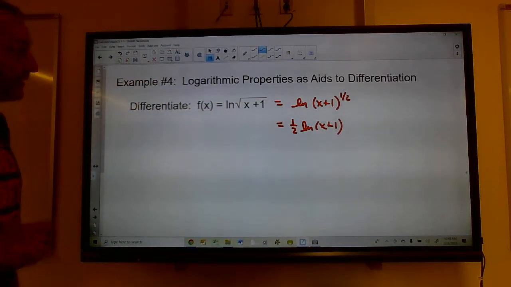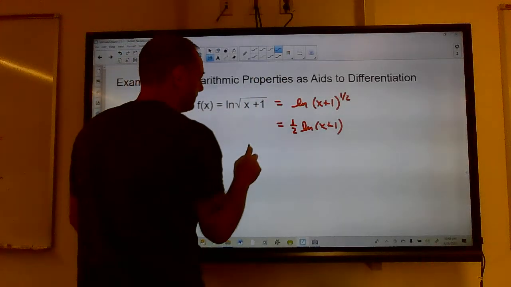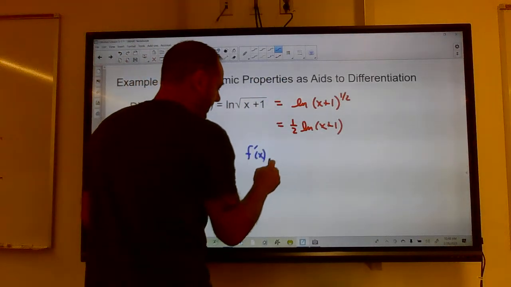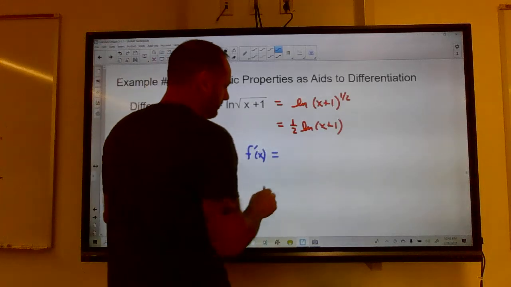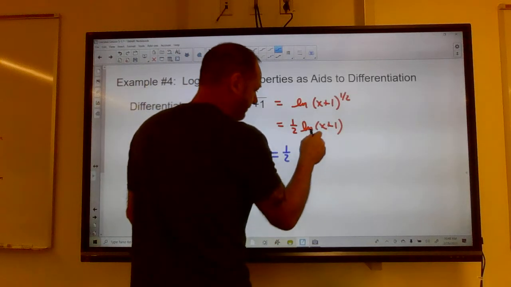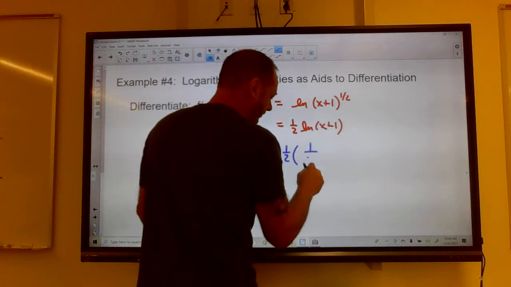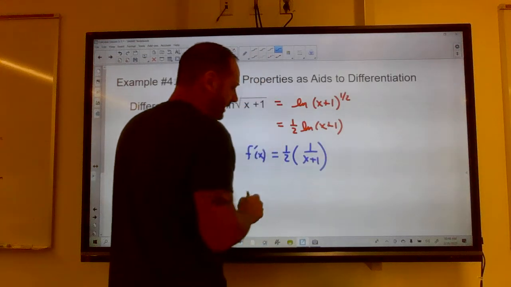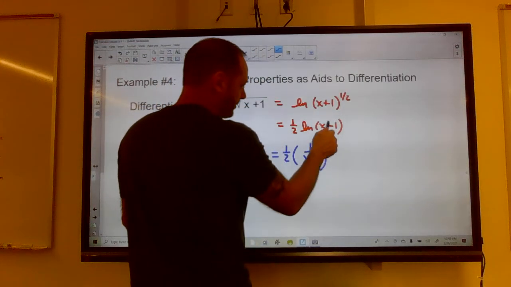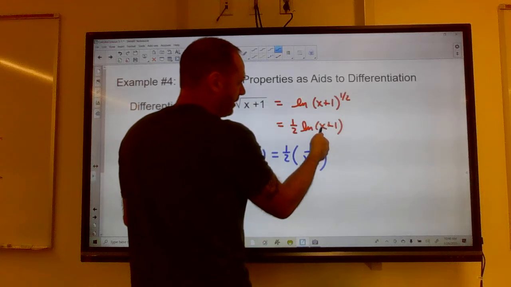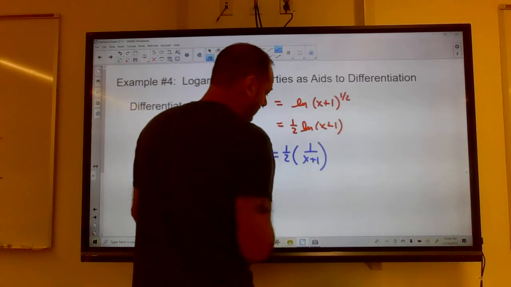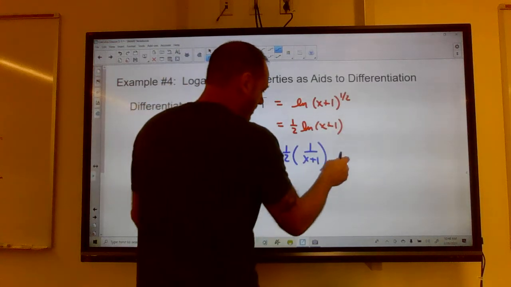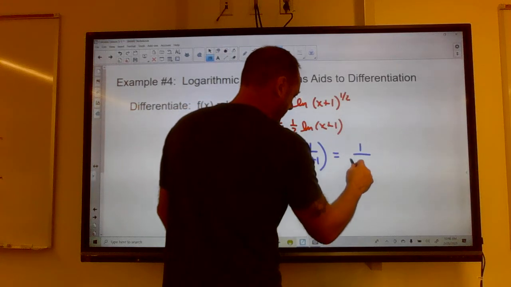And then if I want to differentiate that, f prime of x is just going to be 1/2 times the derivative of this, which is going to be 1 over x plus 1. Now, really, we use the chain rule because we've got a function inside a function, but the derivative of x plus 1 is just 1, so I don't really have anything to do here. So this would be 1 over 2x plus 2.